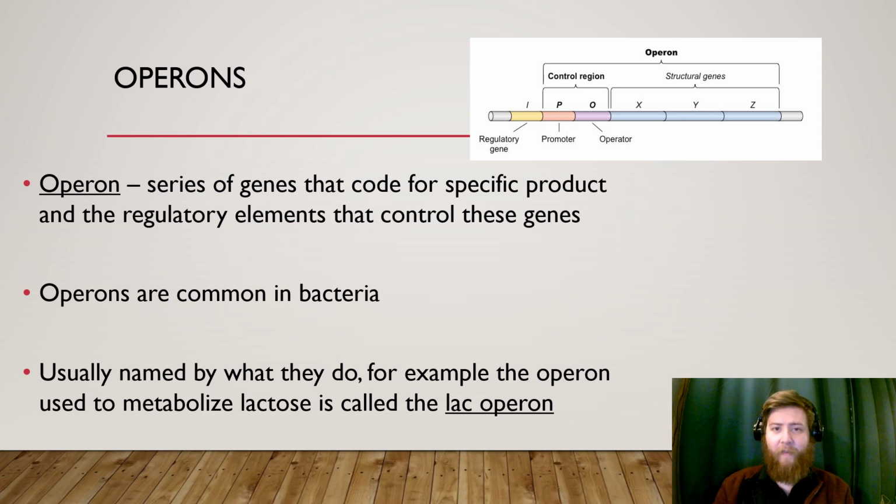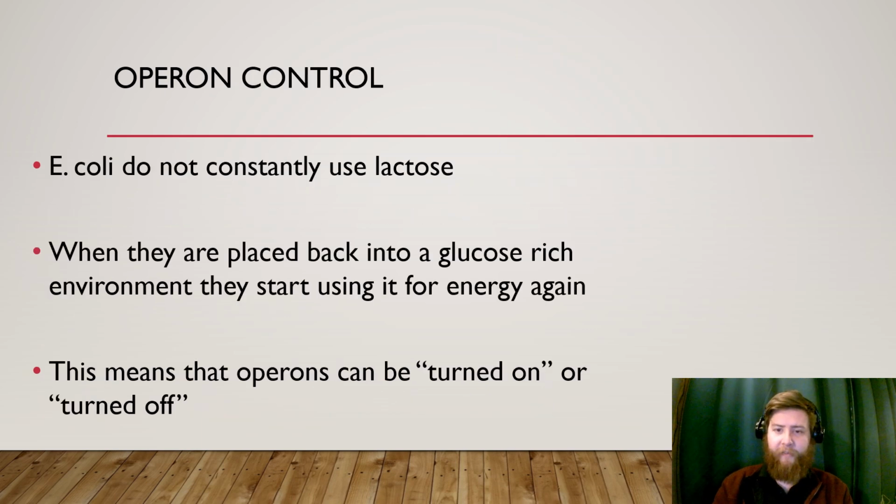These are usually named after what they do. So the one that makes lactose in E. coli is called the lac operon, kind of a shortened version of lactose and then just operon. So with operon control, like we said, these can be turned on or off. E. coli does not constantly use lactose. When they're using lactose and they're placed back into a glucose-rich environment, they start using glucose again, and they turn off that lactose gene, and they no longer use it.